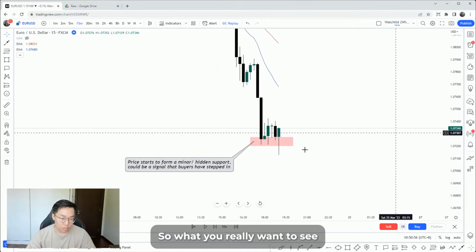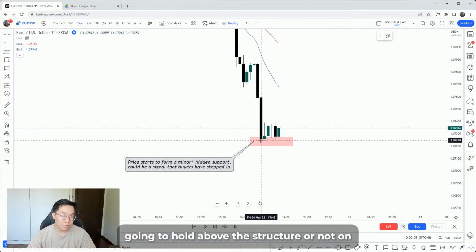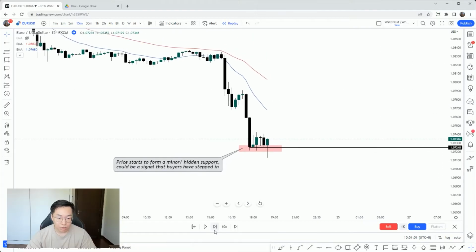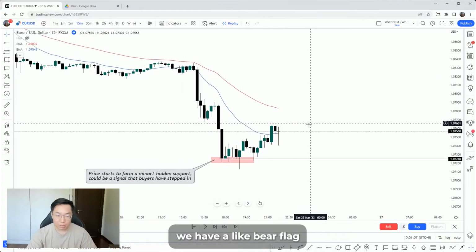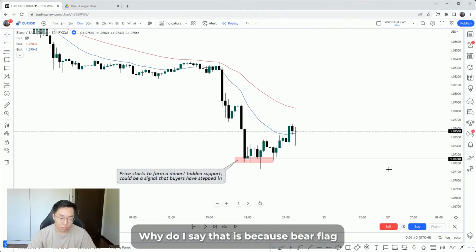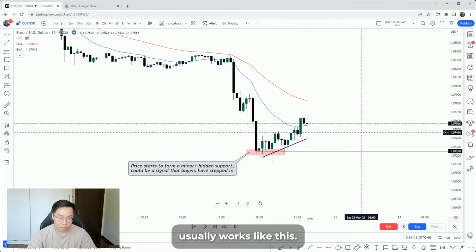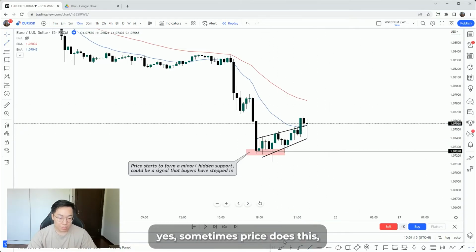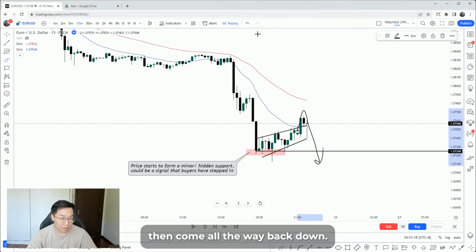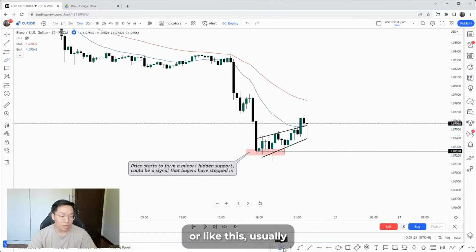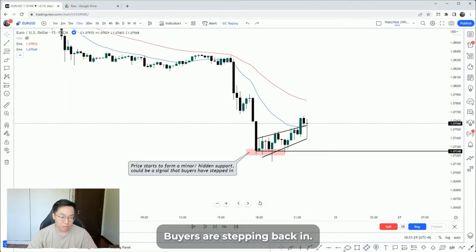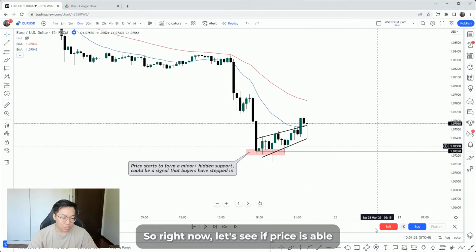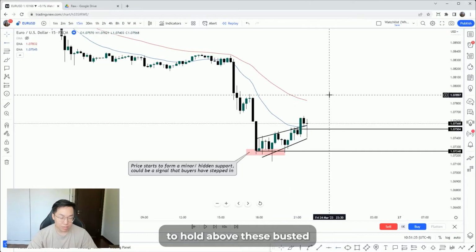So what you really want to see is whether our price is going to hold above this structure or not on the lower time frame. So see it, right? There goes, we have a bear flag, but it seems like the flag has been busted. Why did I say that? Because a bear flag usually works like this. A lot of times, yes, sometimes price does this, then comes all the way back down. If you see a massive candle like this, usually it could be a precursor that things have flipped. A lot of people actually got caught on the sell side. Buyers are stepping back in. So right now, let's see if price is able to hold above this busted or breakout structure.